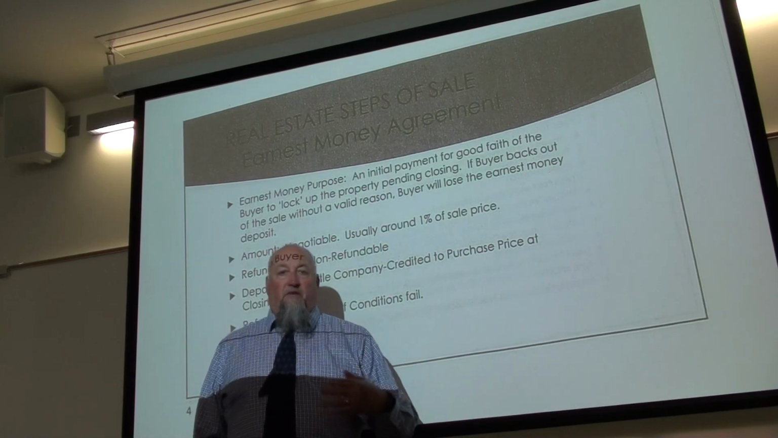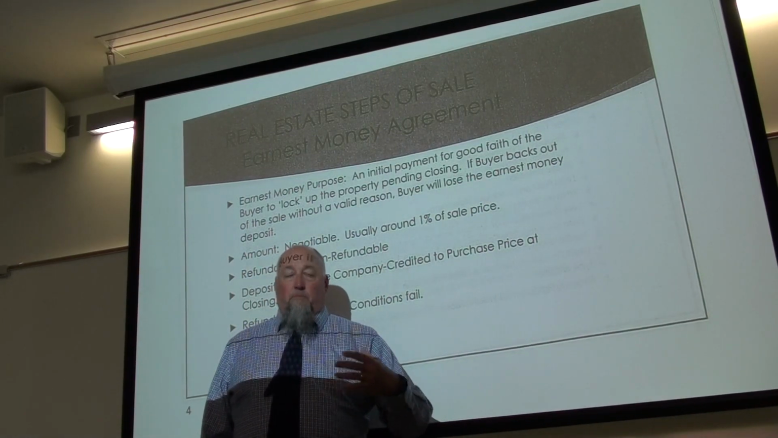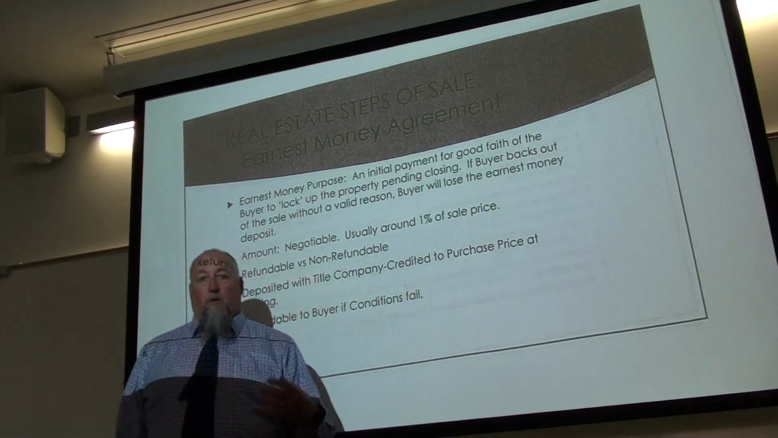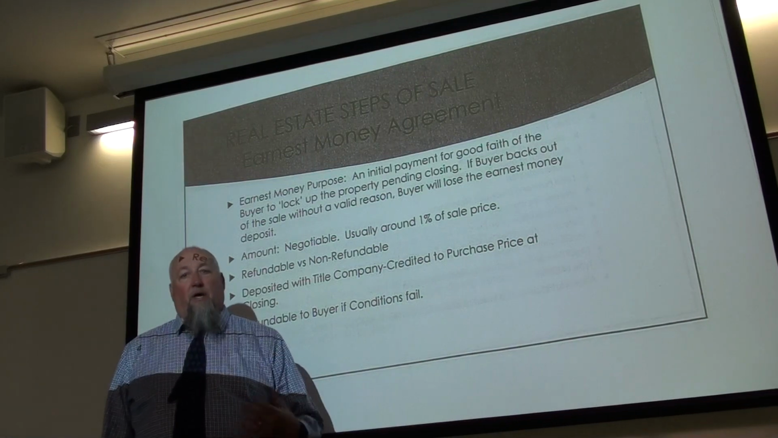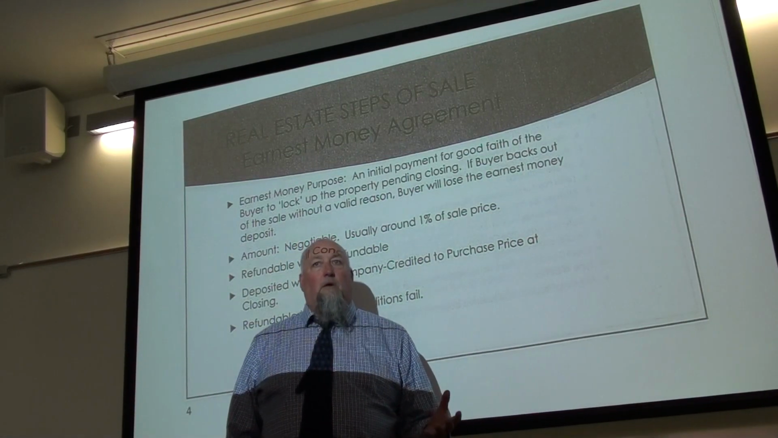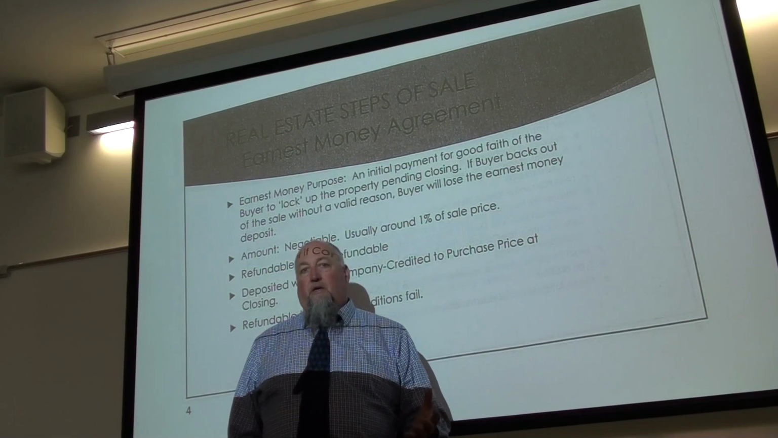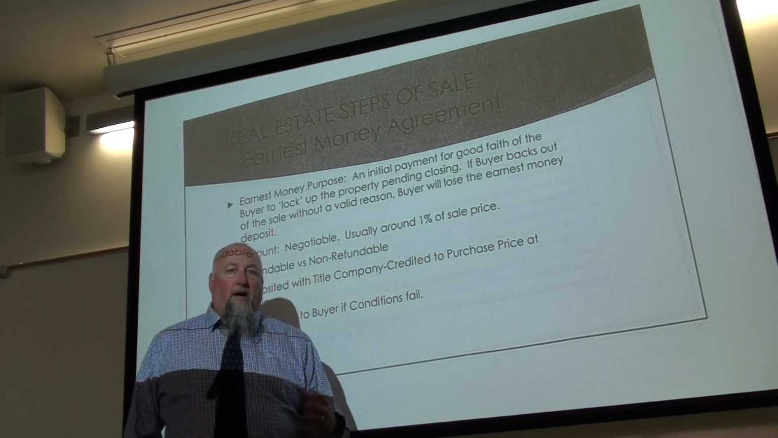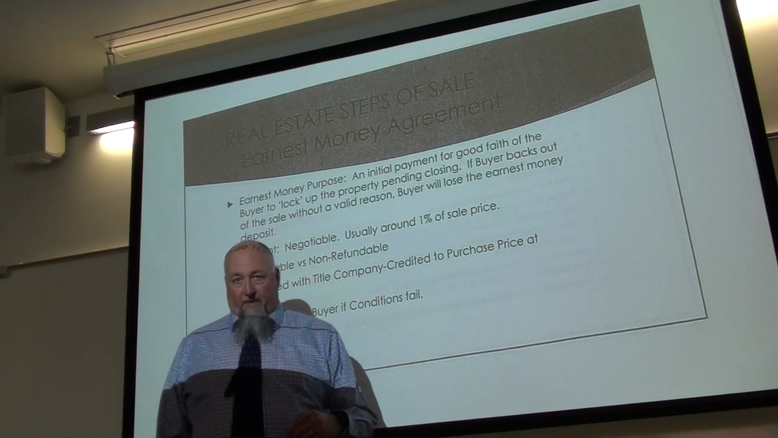And the idea is that if the buyer basically bails, then they lose that earnest money. And so it's sort of a mini down payment. Usually for a residential property, it's somewhere around 1% of the sale price, more or less. So it may be a little bit higher or lower depending on the case.